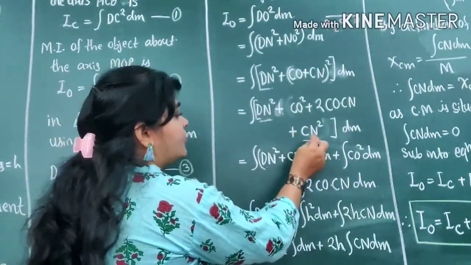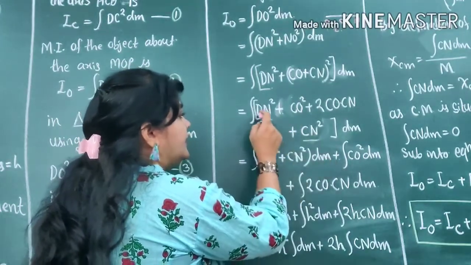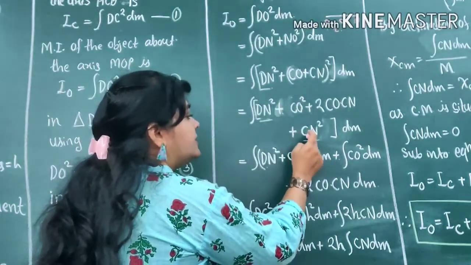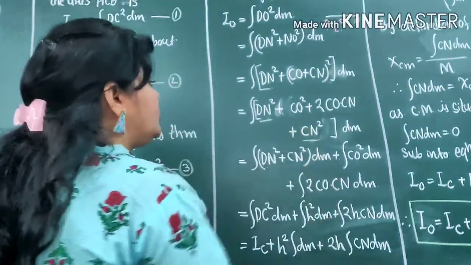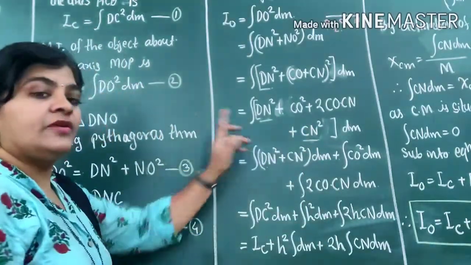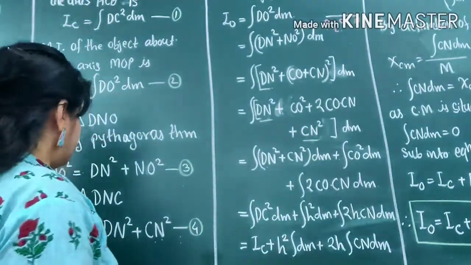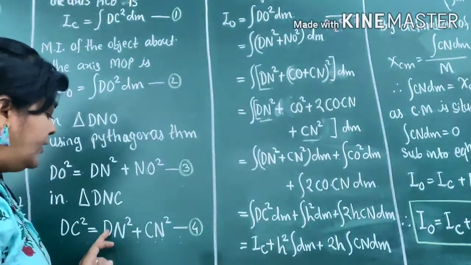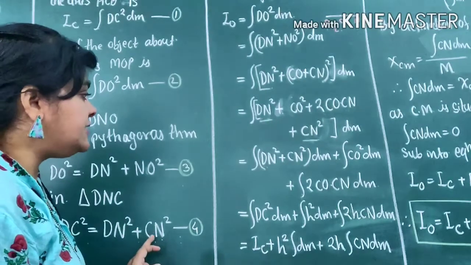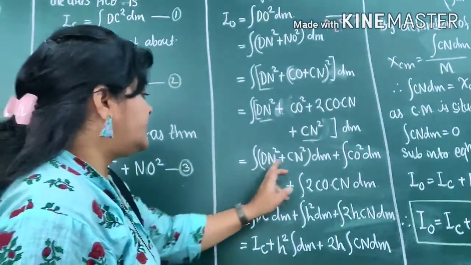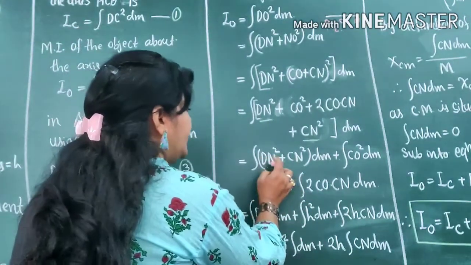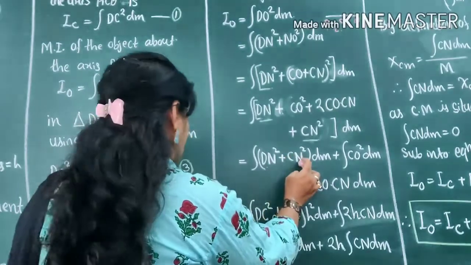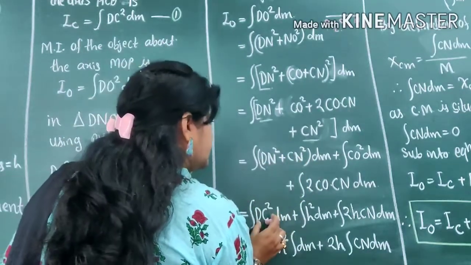Now if you concentrate on these two terms, DN square and CN square, DN square and CN square give us equation number 4. That is, in triangle DNC, DC square is equal to DN square plus CN square. After that, we can write DN square plus CN square as nothing but DC square.